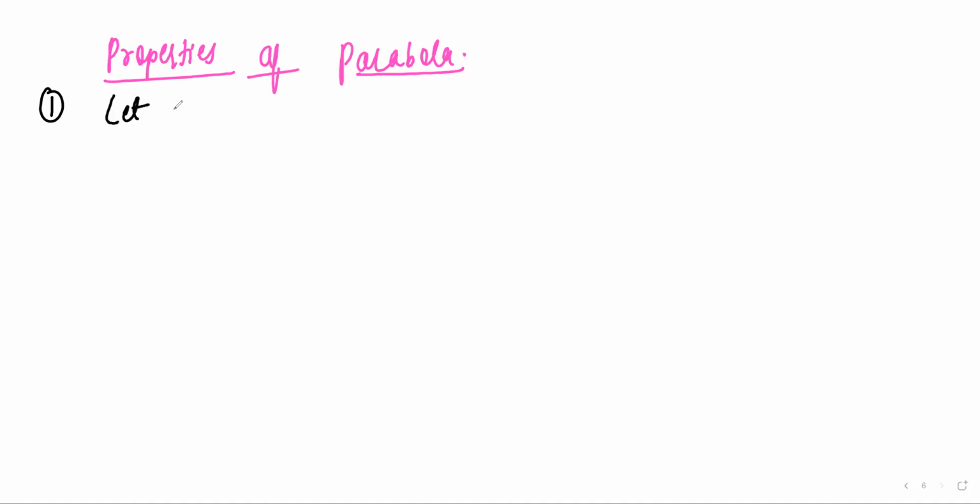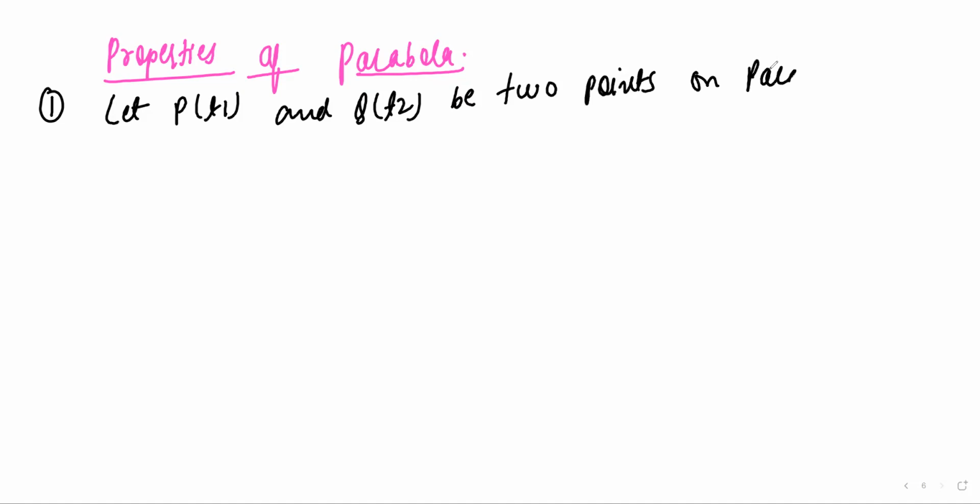Next topic is properties of parabola. So let's see the first property. Let point P, that is at T1, and Q at T2, be 2 points on parabola y square equal to 4ax.